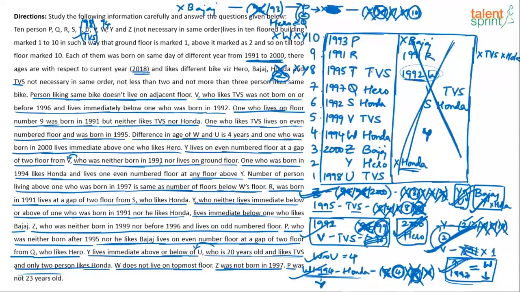If you see, we have already got 3 TVS bikes. 8th floor TVS, 5th floor TVS, 1st floor TVS. So TVS is also closed. Because maximum there can be only 3. Not more than 3 persons can like the same bike. So TVS is closed. Now only Hero or Bajaj is left out.